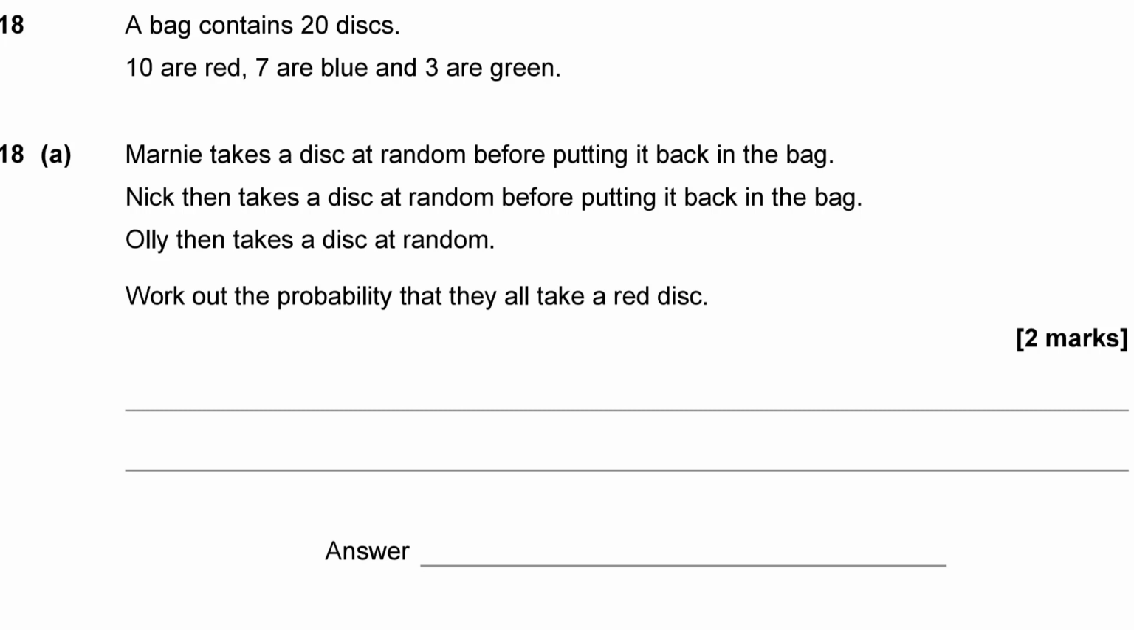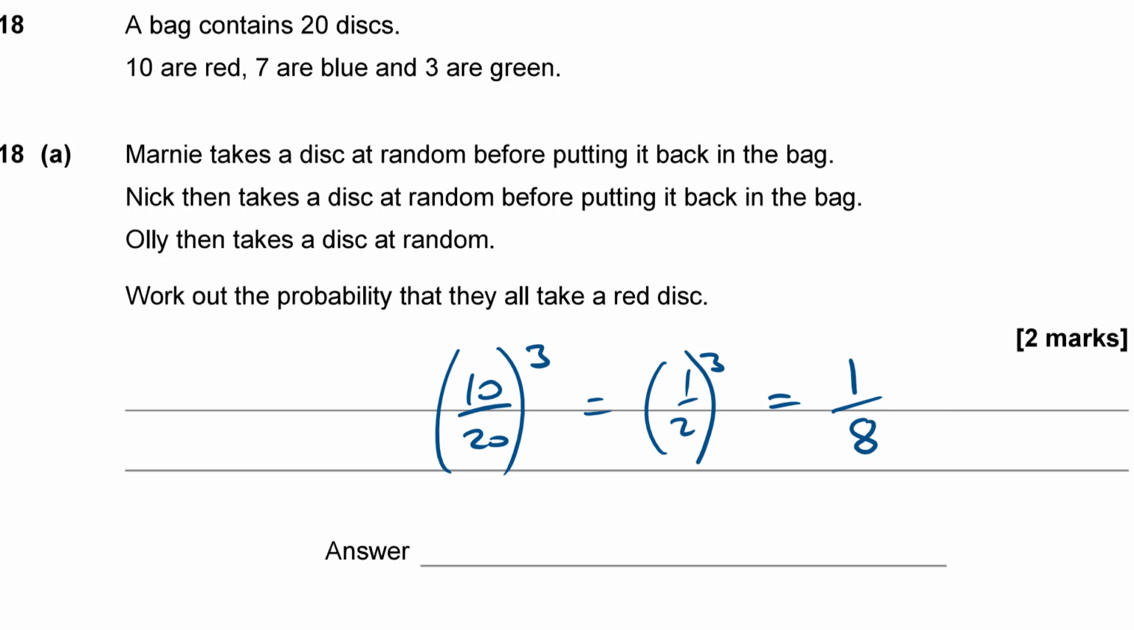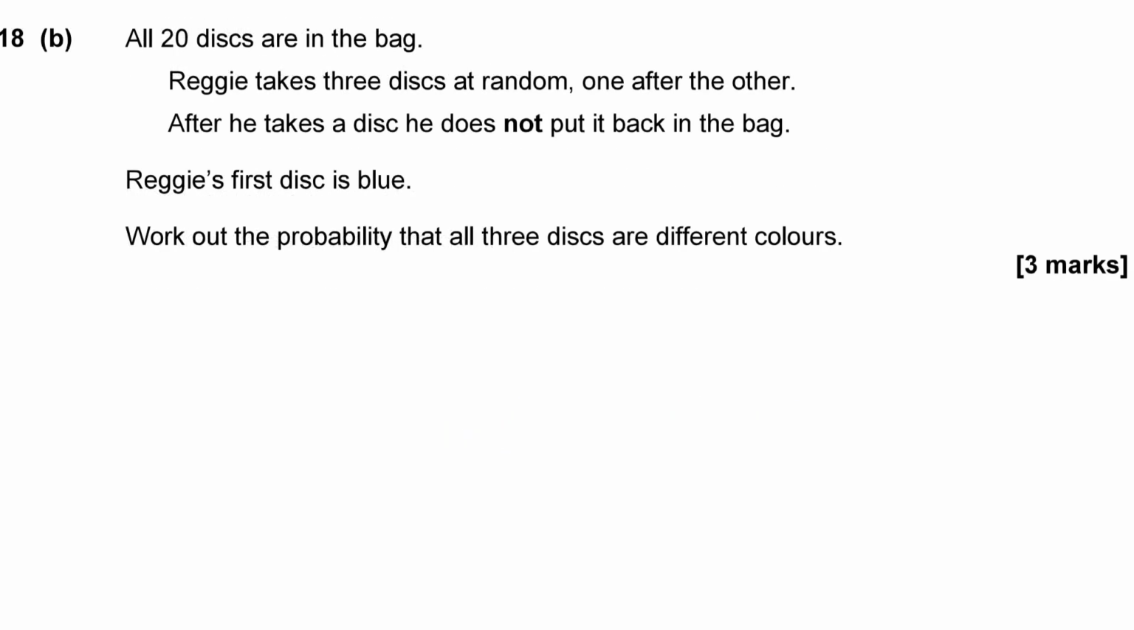Okay, so work out the probability that they all take a red disc. Well, that's going to be constant throughout, isn't it? There are 20 discs, 10 are red, and there are always going to be 10 red and 20 discs altogether. So the probability on any selection is going to be 10 out of 20. Then I'm going to be doing that 3 times over, aren't I? So the probability that they all get that is cubing it. So 10 out of 20 cubed. Well, 10 out of 20 is the same thing as 1 over 2, or half. So it's basically a half times a half times a half, which is 1 in 8. So 1/8.